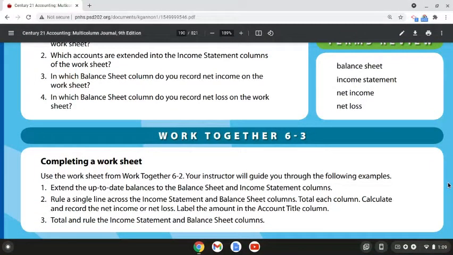Today, I will be going over the 6-3 work together. So let's jump right into the video. Okay, so as I had stated before, I'm going to be going over the 6-3 work together.